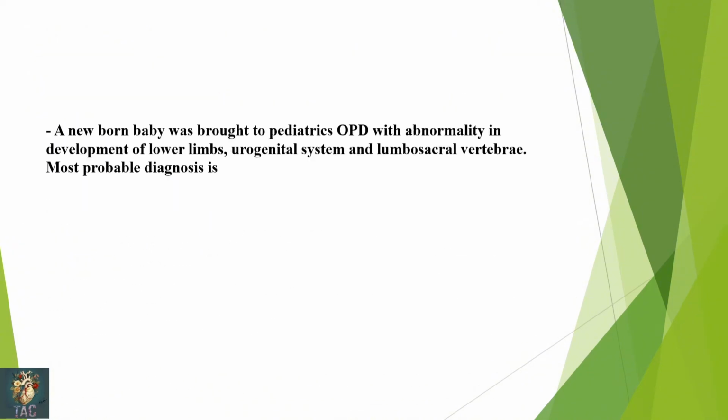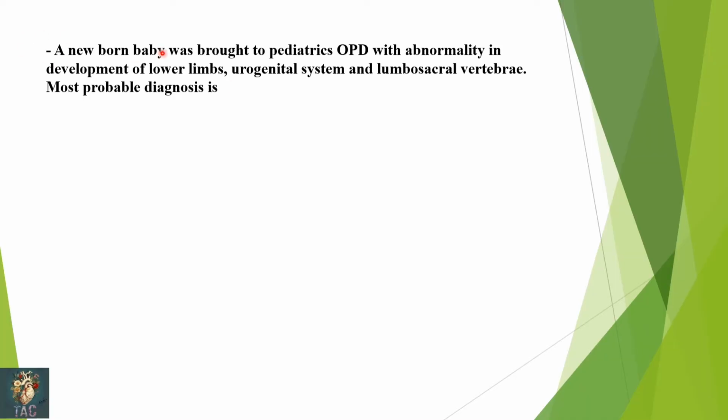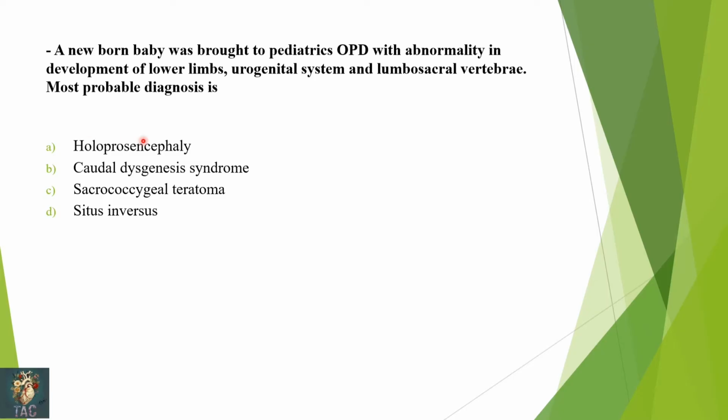Next is: a newborn baby was brought to the pediatric OPD with abnormality in development of the lower limbs, the urogenital sinus, and the lumbosacral vertebrae. So the most probable diagnosis is holoprosencephaly, the caudal dysgenesis syndrome, the sacrococcygeal teratoma, or situs inversus.